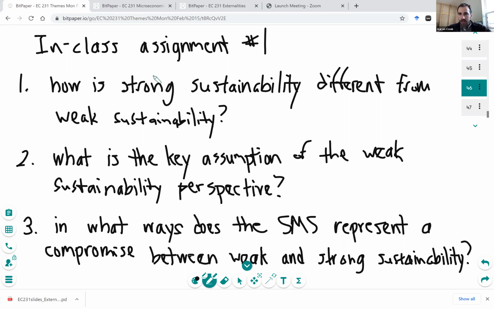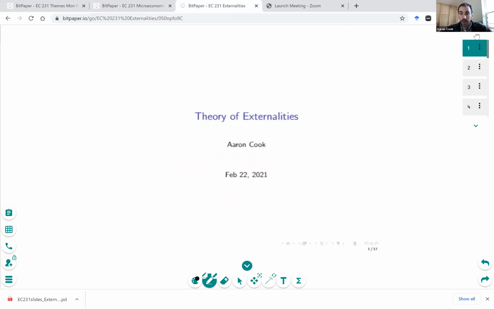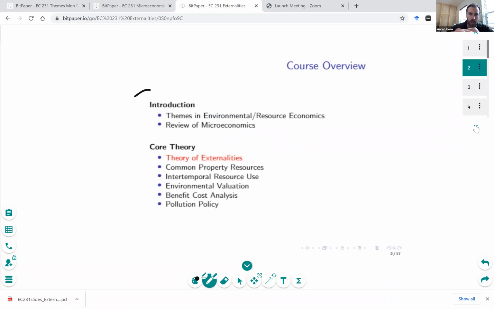Okay, I think I'm going to come back just for the final 5 minutes and give a little bit of introduction to our next section, which is going to be the theory of externalities. So the work we've done in this microeconomic analysis is going to come in very handy when we try to analyze externalities. Just an overview of where we've come: we just finished up this section up top, going over themes in environmental economics, reviewing some micro, and now we're going to be digging into some of the core theory. This is the first part of the theory section.